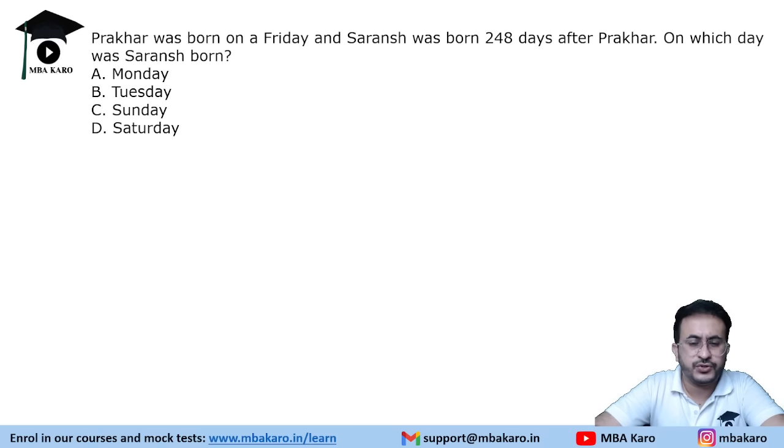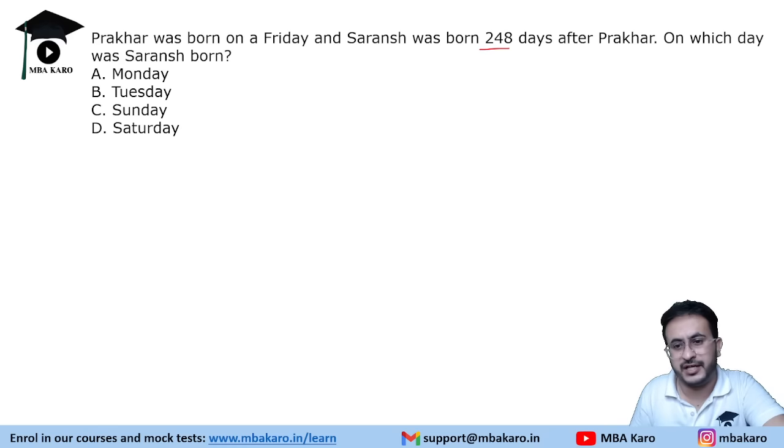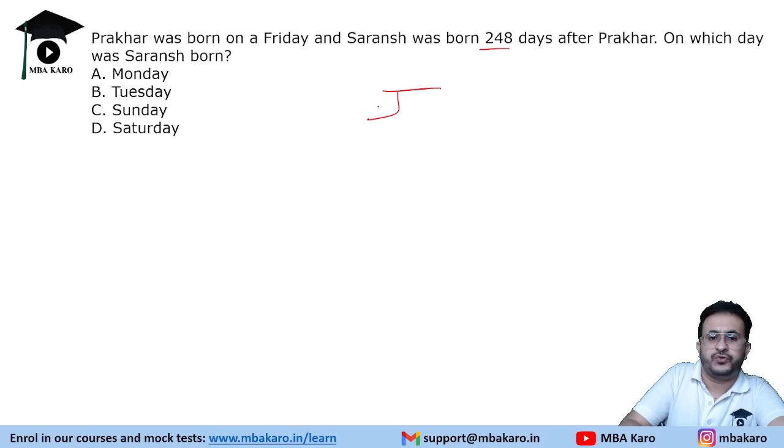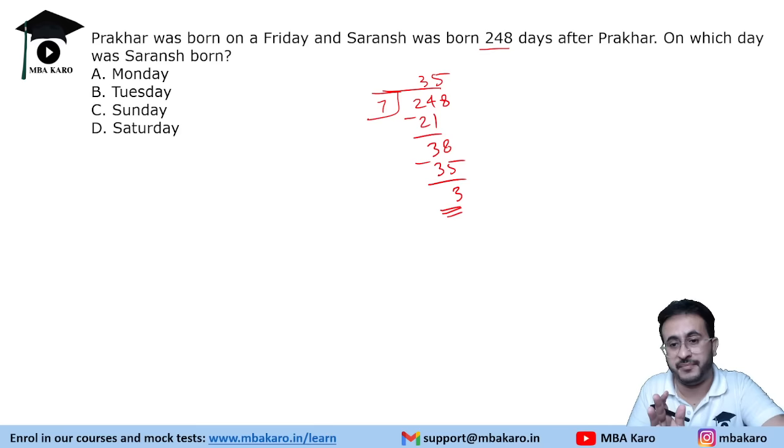Okay, so let's begin with this question. It's a very simple question to start with. It says that Prakhar was born on a Friday and Saransh was born 248 days after Prakhar. On which day was Saransh born? So the logic is divide by 7. So 248, when you divide by 7, 7 3 21, 3 remains, 38, 5. What is the remainder? 3 remainder, right? We need to deal with the remainder, not the quotient.